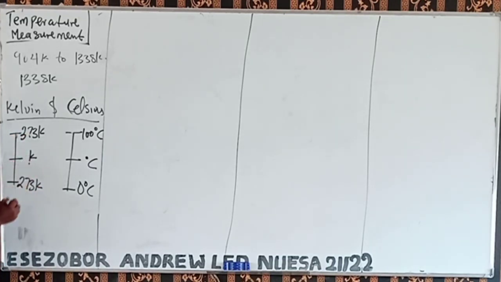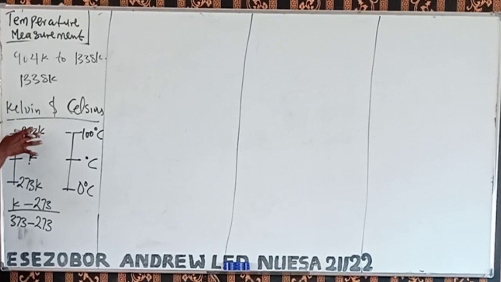For example, I'll pick this scale, I'll remove this 273, then I'll pick this one, then I'll divide it. I'll pick this upper fixed point, 373, minus the lower fixed point, 273. That's what I do on my own, so you can also be doing it that way.